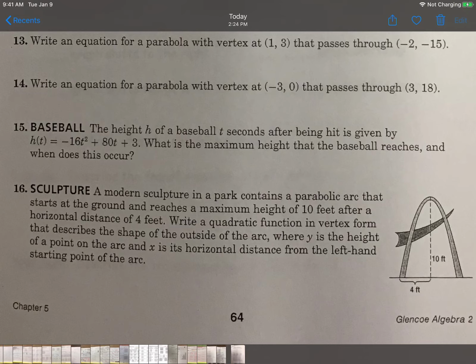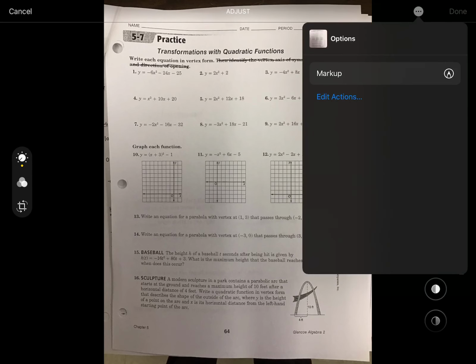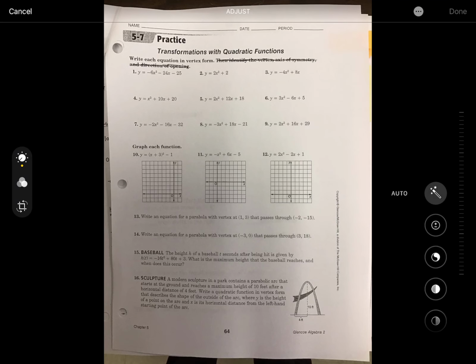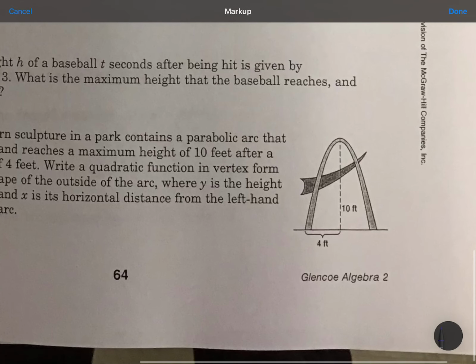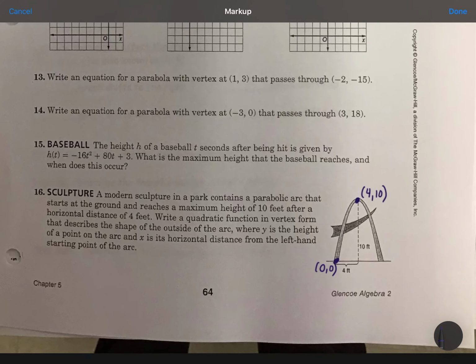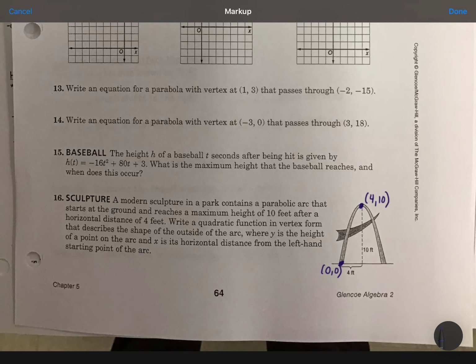Let me help you out here. This right here is my vertex. You went to the right 4 and up 10. And so this could be your origin 0, 0. So there's your ordered pair, your point x, y, and your vertex h, k. So now you should be able to write an equation. Find a, plug all that into vertex form.